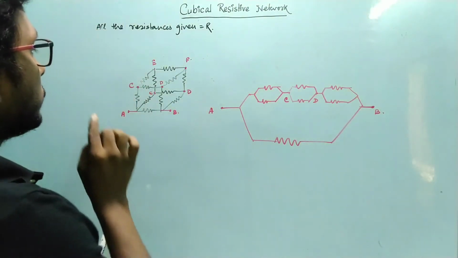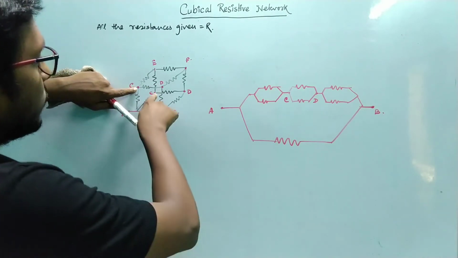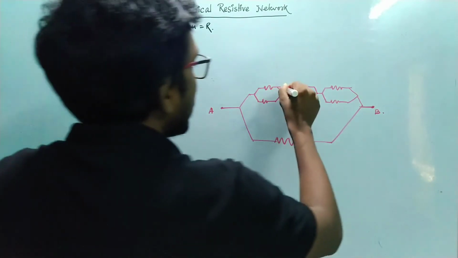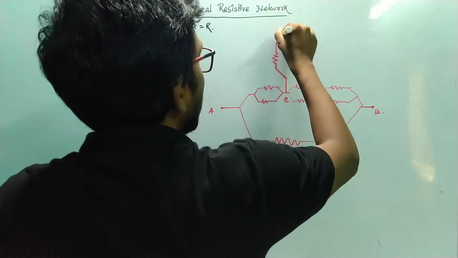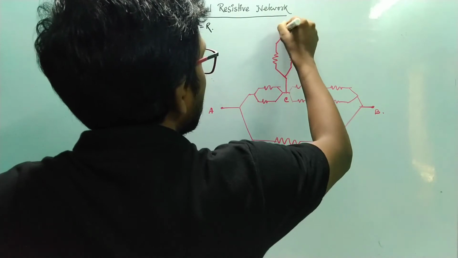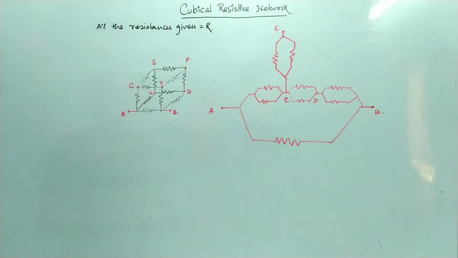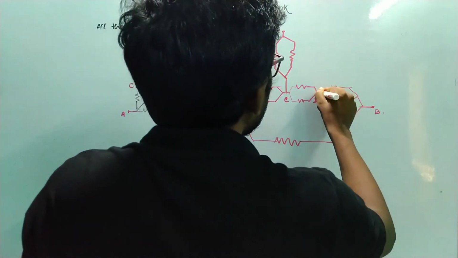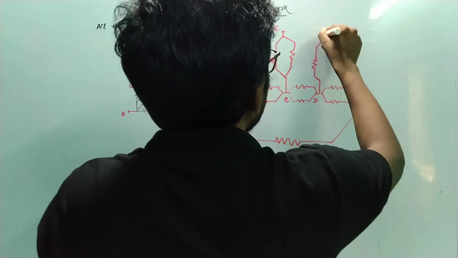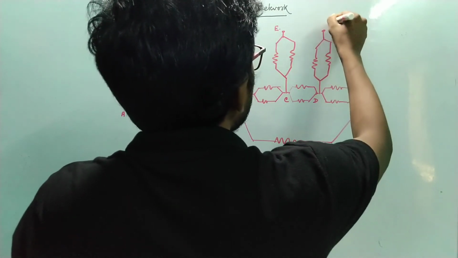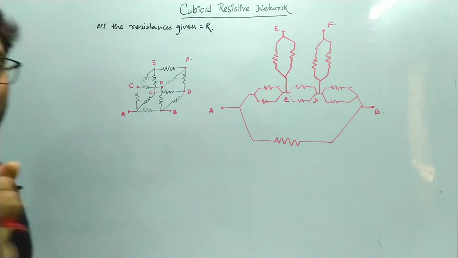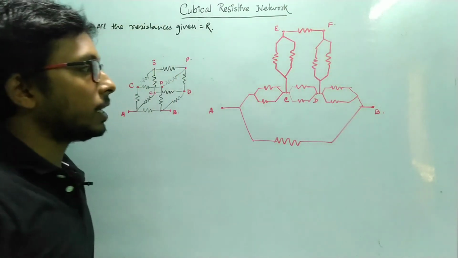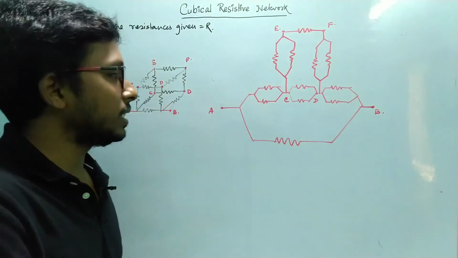Now look, from this C terminal and from this C terminal, it's ending at E. So I can draw like this: this is ending at E and also this is ending at E. So I am naming this point as E. From D also there are 2 resistances which are ending at F. Now I have just one left, that is between E and F. Just draw a resistance between E and F. I think now you can solve it very easily.